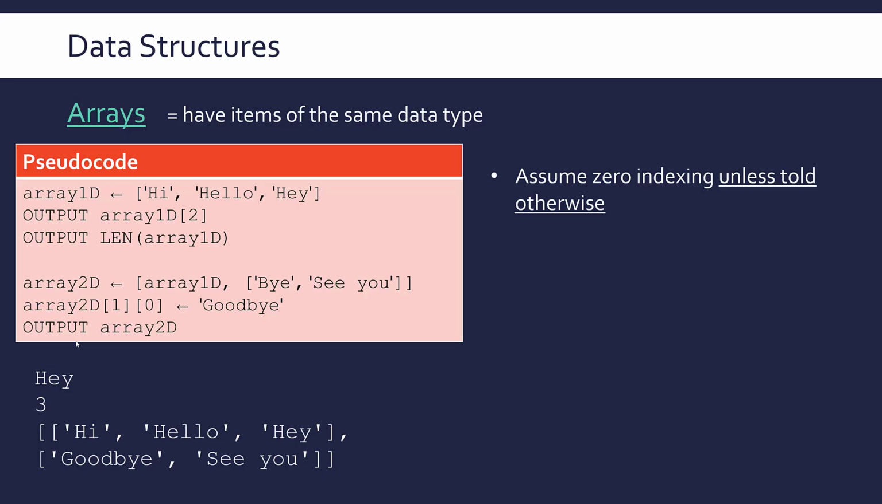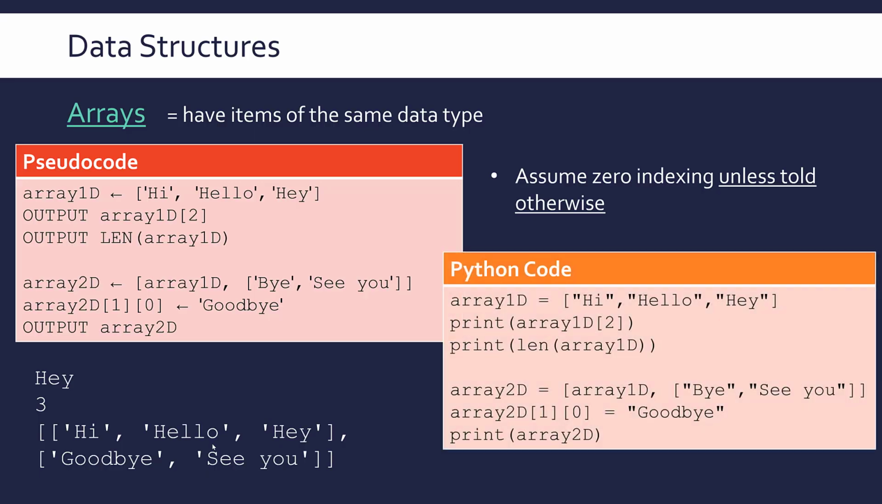In the final result, we get hey from index 2, 3 is the length of our first one, and that's our final 2D array. Now I'm saying list by mistake because I'm so used to saying list, having taught Python. So in Python, we haven't got arrays in exactly the same way. We have lists. Now lists are, in effect, identical to arrays. The pseudocode versus Python here is very similar. I'll let you pause and read if you want to.